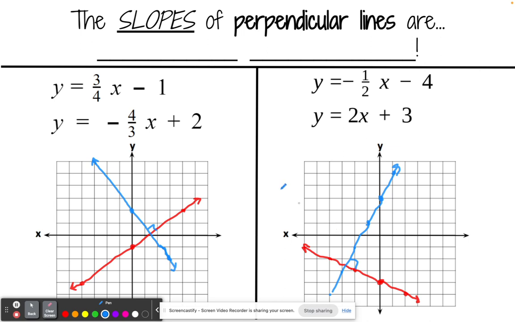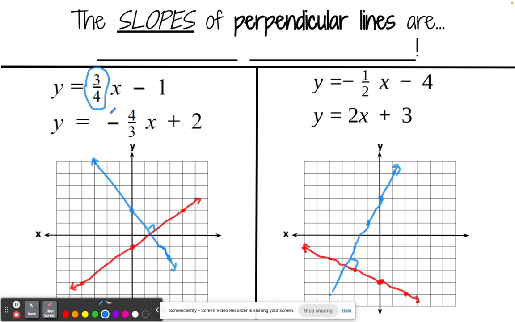So let's take a look. What can we see about these two? I have 3/4 x minus 1, -4/3 x plus 2. I have -1/2 x minus 4, 2x plus 3. Now, the y-intercept is really not that meaningful. I could have just as easily made a parallel line to this one, and it would still intersect the red line at a 90-degree angle, and so it would be perpendicular. So the y-intercept isn't important. It is the slope that matters.